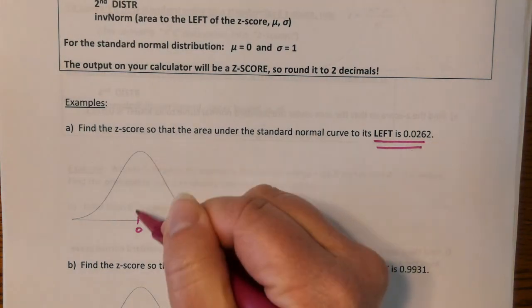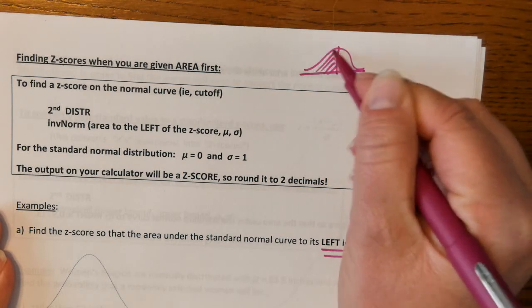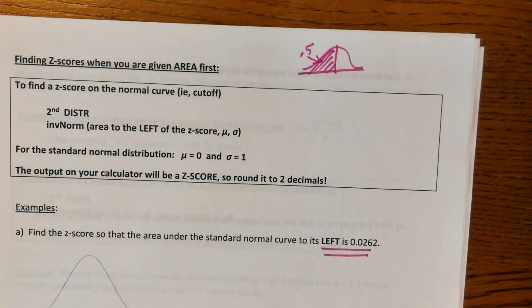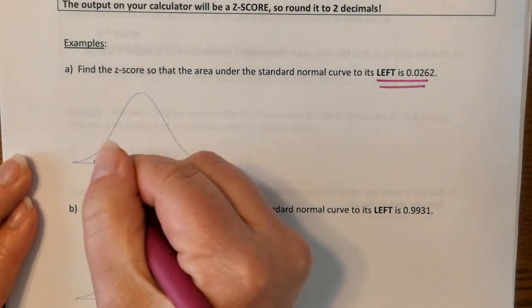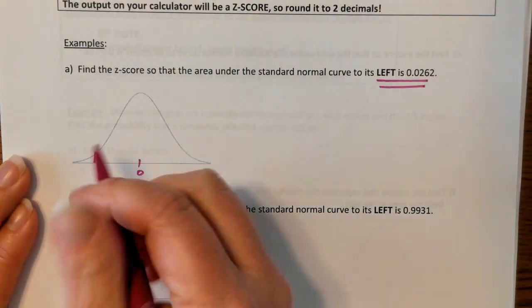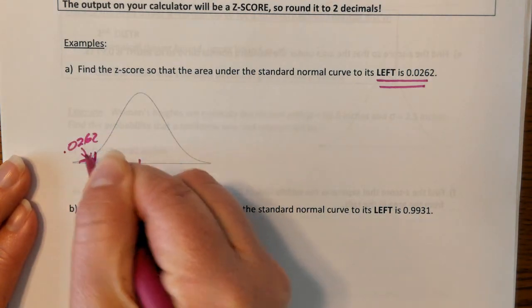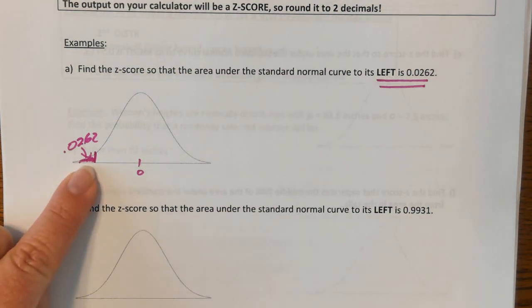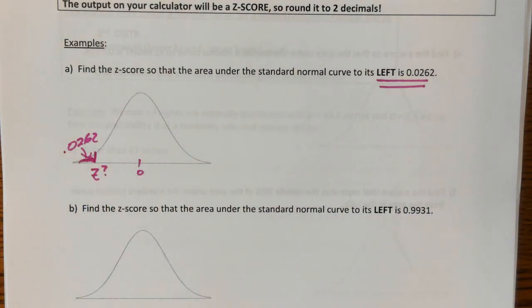Because remember, if I put it right here in the middle, the area to the left would be 0.5. So I only want the area to the left to be 0.02. That is very small. So I bet you that this line is way down here in the tail in order for the area on the left to be 0.0262. That's a teeny tiny area. I bet this region is way down here on the left. And we are looking for the z-score. So I'm going to put a z and a question mark because I don't know what that z-score is. That's what we're looking for.